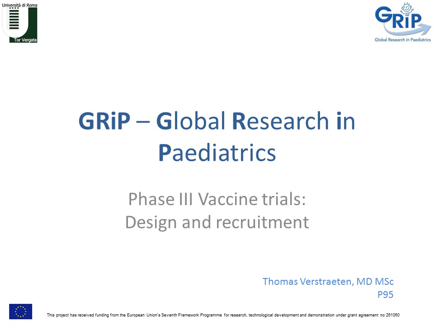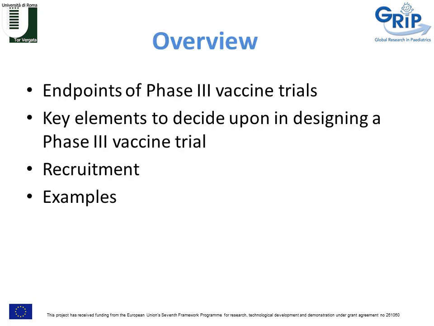I will assume that you know the difference between Phase 1, Phase 2 and Phase 3 trials. I will start my lecture with a brief overview of the typical endpoints of Phase 3 vaccine trials. I will then spend some time on a number of key elements that need to be decided when designing a Phase 3 vaccine trial. Next, I will discuss some recruitment topics, and finally I will conclude by proposing some further reading on Phase 3 trials of recently licensed vaccines.